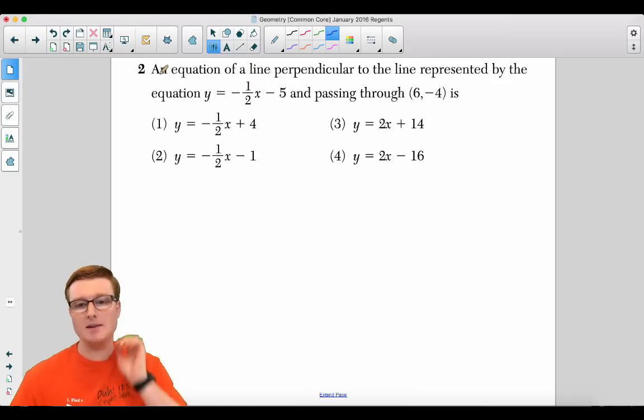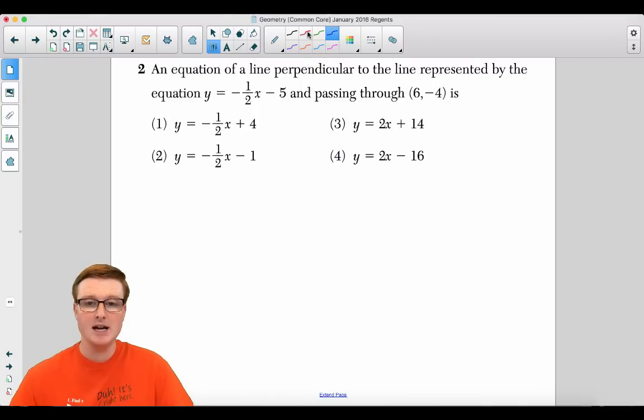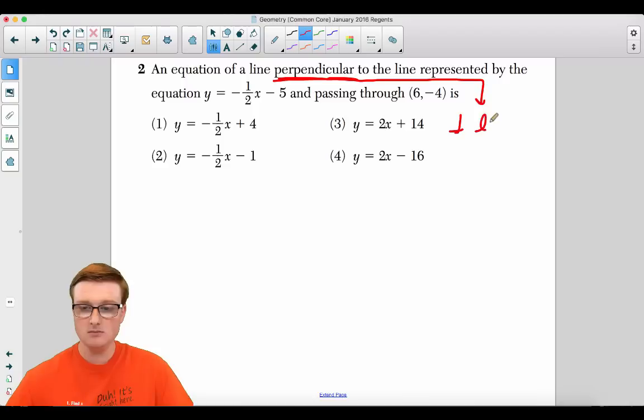All right, number 2. An equation of a line perpendicular to a line represented by the equation y is equal to negative 1/2 x minus 5, and passing through the point 6, negative 4 is what? So it says here a line perpendicular. You need to know that perpendicular lines have negative reciprocal slopes.